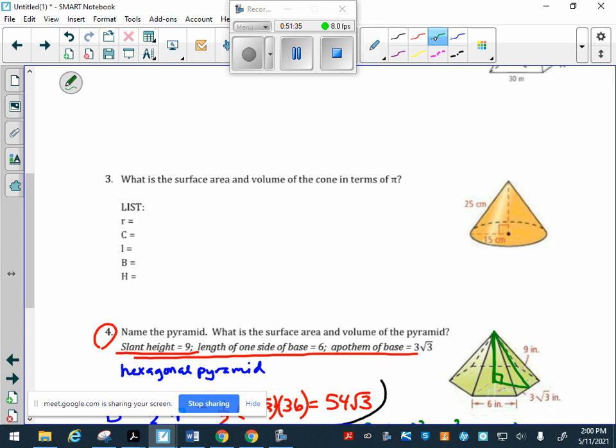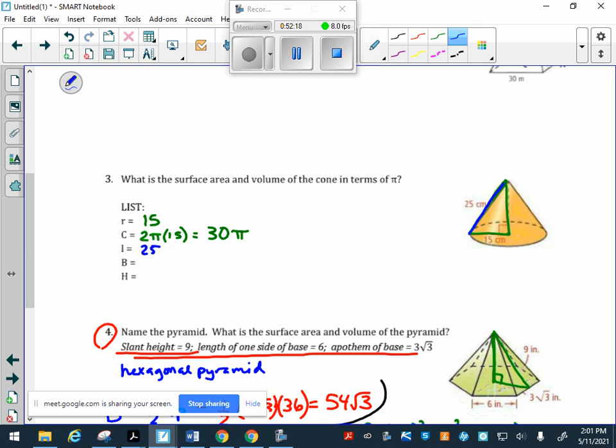So we've got the cone now, same list, except we've got radius on our list now. The radius here is 15. Which means circumference is 2 pi times 15, or 30 pi. We're going to leave our answer in terms of pi. What's the slant height in this diagram? What's the slant height? 25, good.